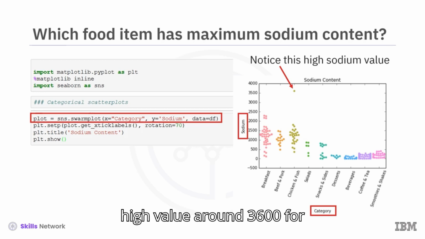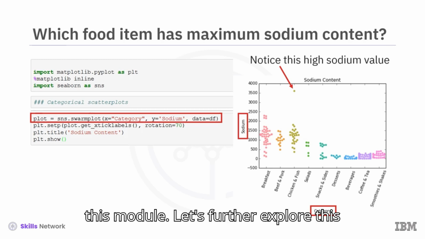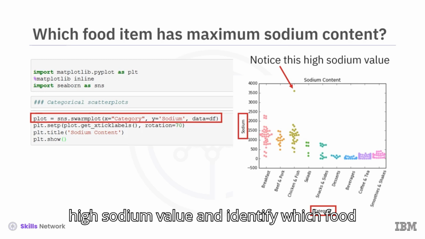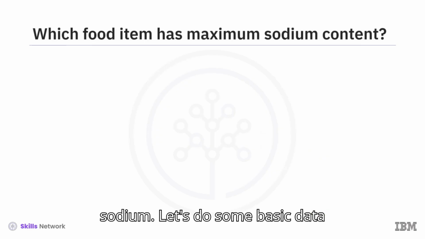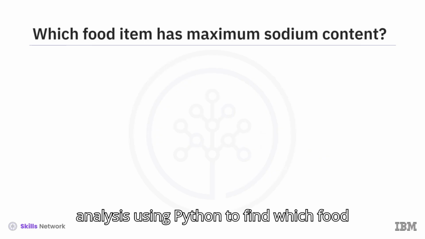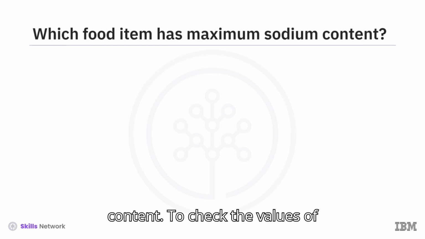Notice a high value around 3,600 for sodium on the scatter plot. We will be learning about visualizations later in this module. Let's further explore this high sodium value and identify which food items on the menu have this value for sodium. Let's do some basic data analysis using Python to find which food items on the menu have maximum sodium content.